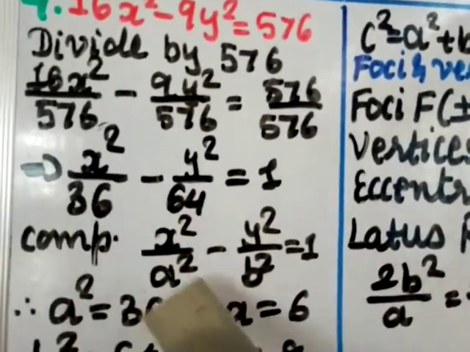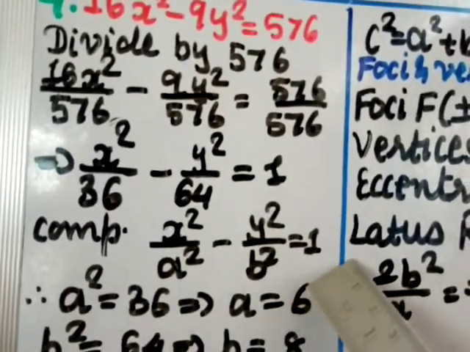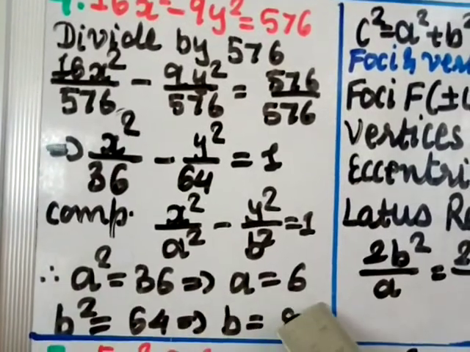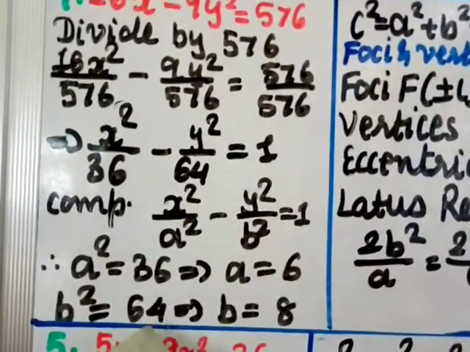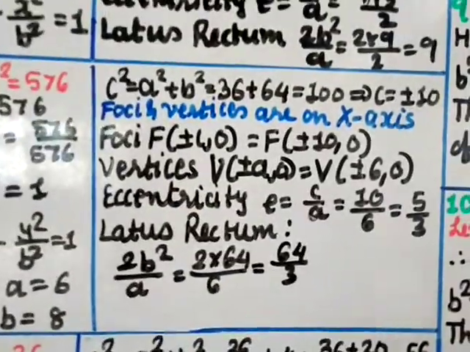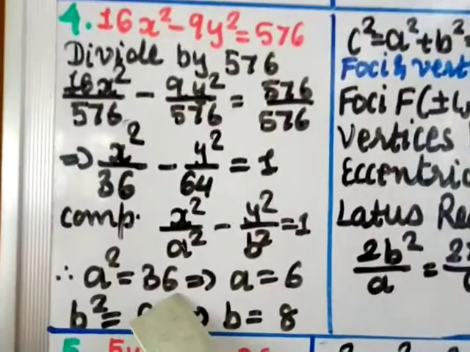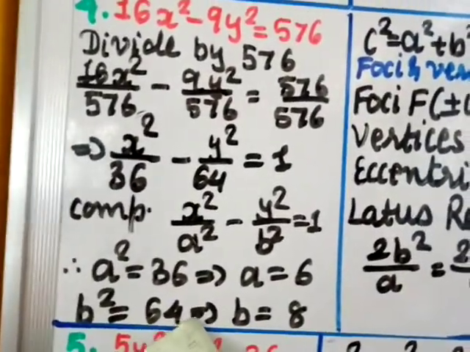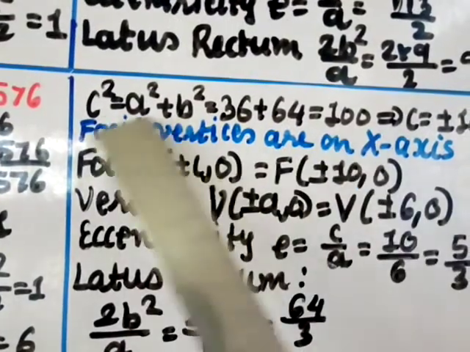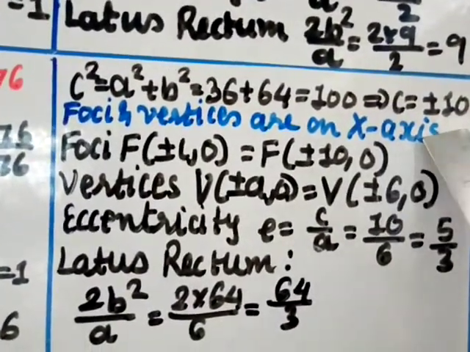Now compare this with the standard equation, x square by a square minus y square by b square equal to 1. So the a square value is 36; take the square root, so the a value is 6. And the b square value is 64; take the square root, so the b value is 8. Let us find the c value. c square equals a square plus b square, which is 36 plus 64, giving 100. That is the value of c square. Take the square root, so the c value is plus or minus 10.